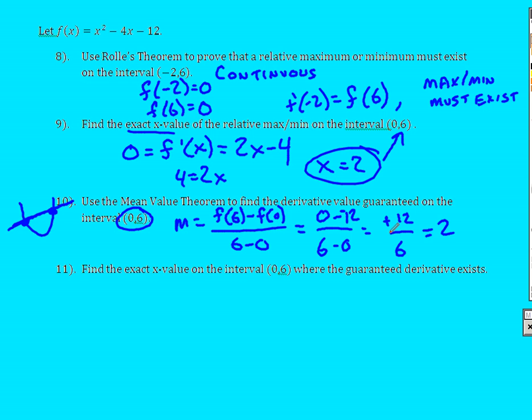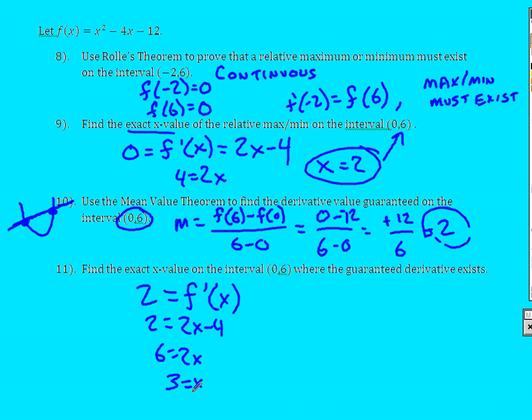So now, to find where that derivative value happens, we're going to do the same sort of thing with Rolle's theorem. We're going to set something equal to f prime of x. But instead of doing 0, we're going to use our derivative number from the secant line, 2. So 2 equals 2x minus 4, 6 equals 2x, or 3 equals x. That's the x value that I want.